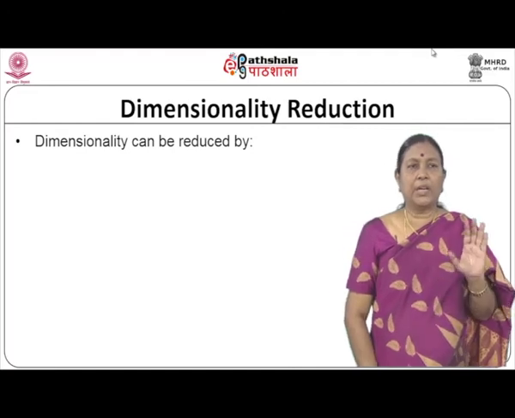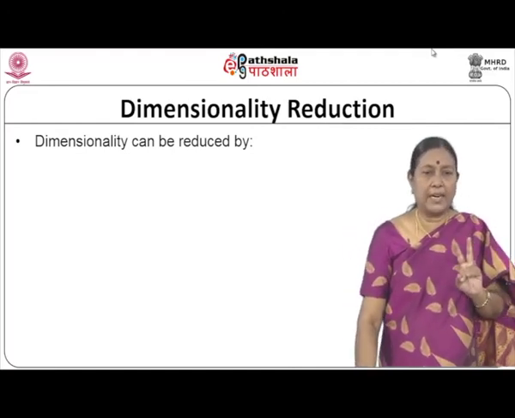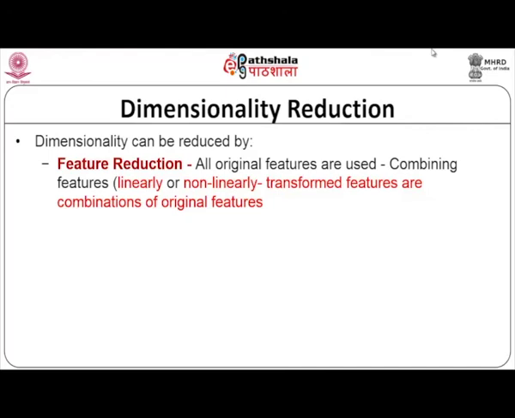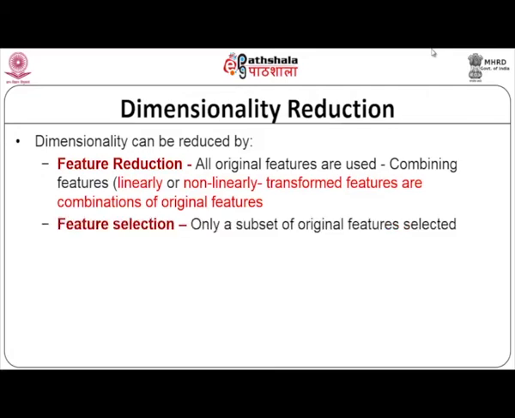So, now how can we reduce dimensionality? Dimensionality can be reduced by two methods. One is feature reduction, where all the original features are used, but you are combining the features either linearly or non-linearly, and the transformed features are a combination of the original features. So, some transformation to use all the features and get it into a lower dimension. The other one is do not use all the features, just use a subset of the original features. So, here the selection of the features is important. In the first one, the combination is important; in the second one, the selection is important.